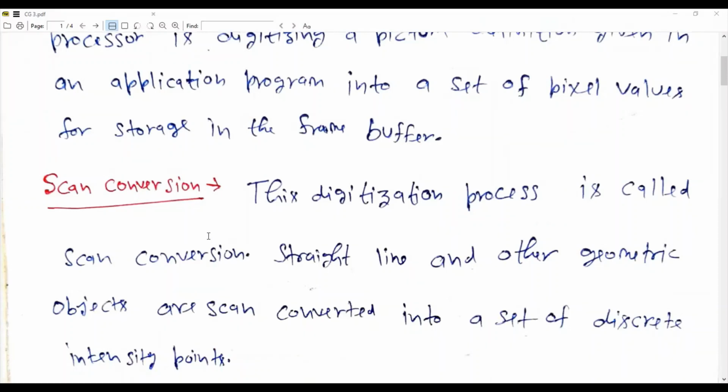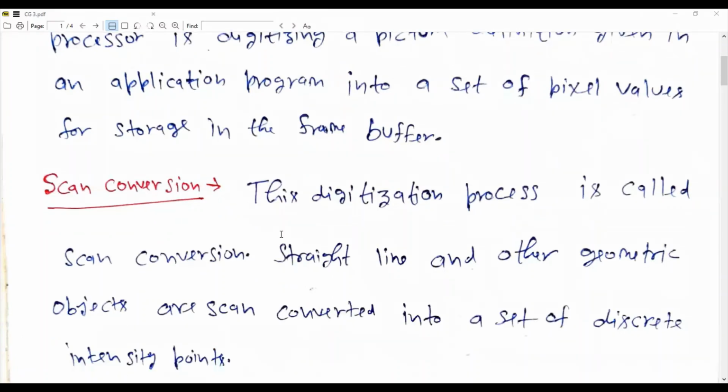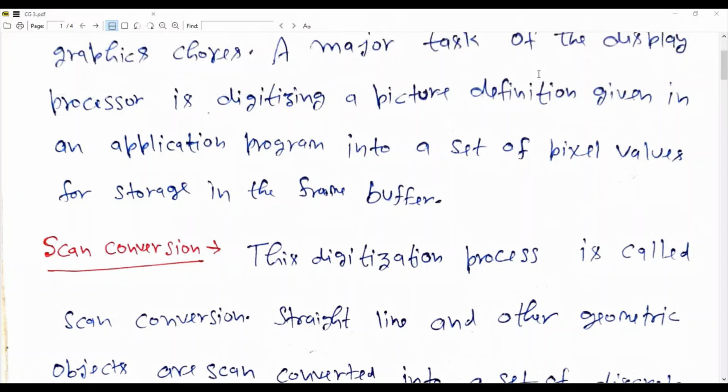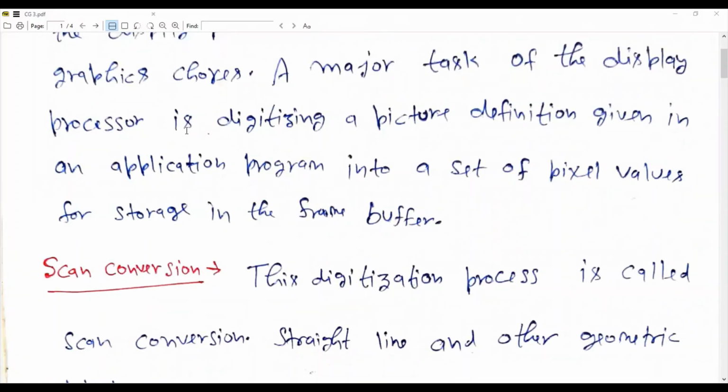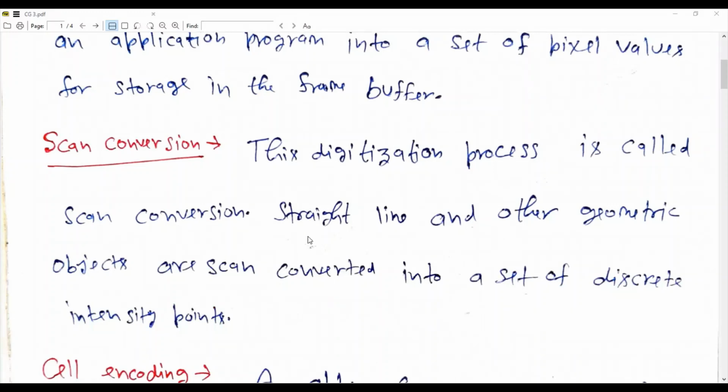First of all, scan conversion. We have seen that in a raster scan system, there is a digitizing process available to store a picture definition. This digitizing process is called scan conversion. It means scan conversion is a process that digitizes a picture definition given in an application program, such as straight lines and other geometric objects. These are our objects: line, rectangle, and others.